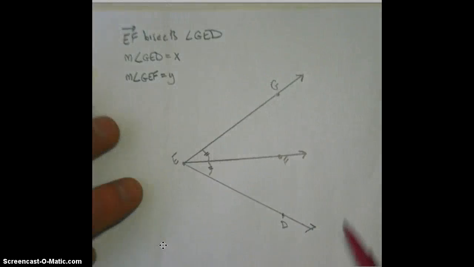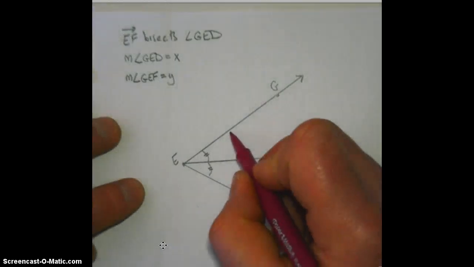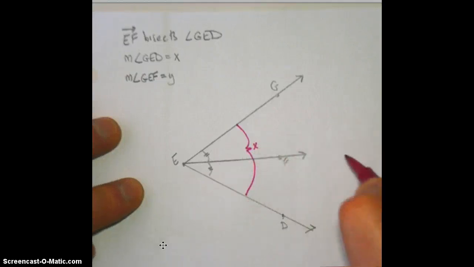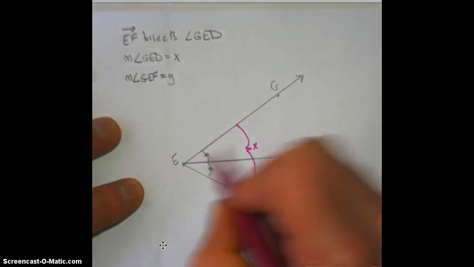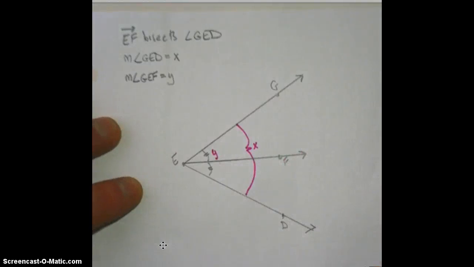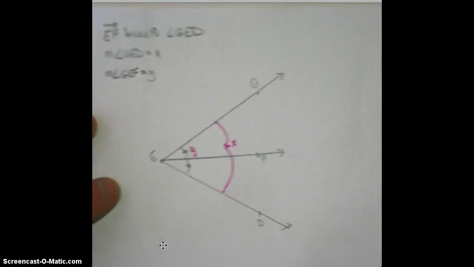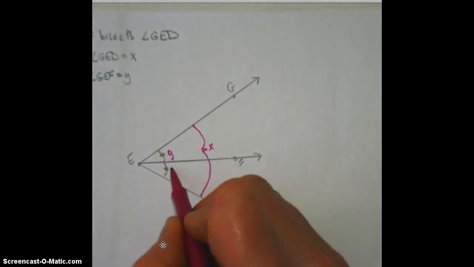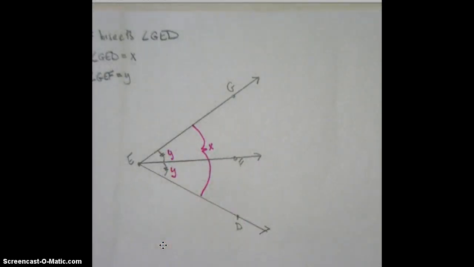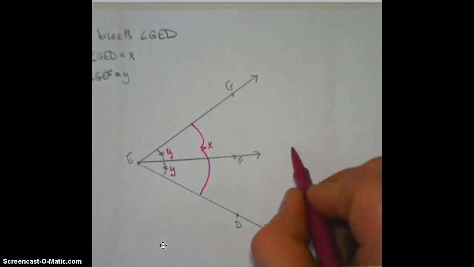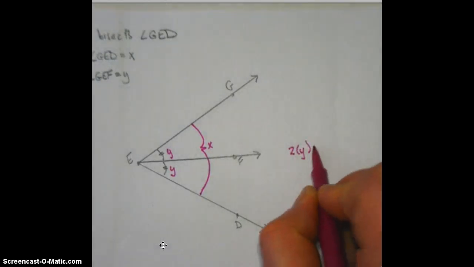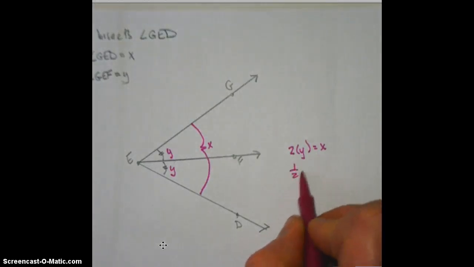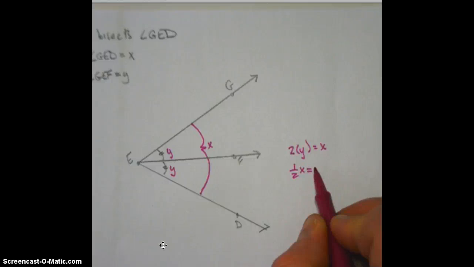This time we have angle GED, that's the entire thing, has a value of X, and we also know that angle GEF has a value of Y. So there's a couple equations that you could make up here that would satisfy this situation. Both of these guys are going to have to be Y since they're equivalent to each other. So one thing that you could do is you could double Y, and that ought to be equivalent to X, or you could half X, and that ought to be equivalent to Y.